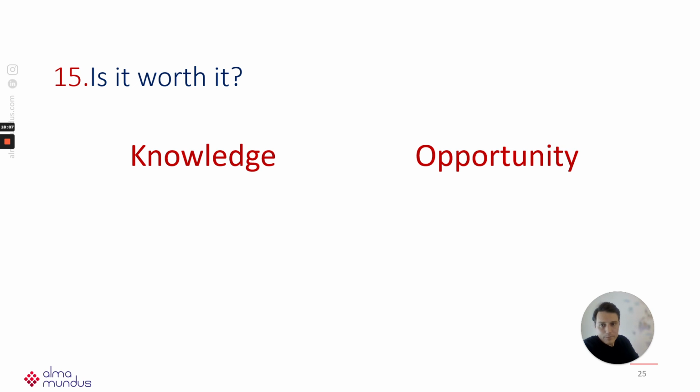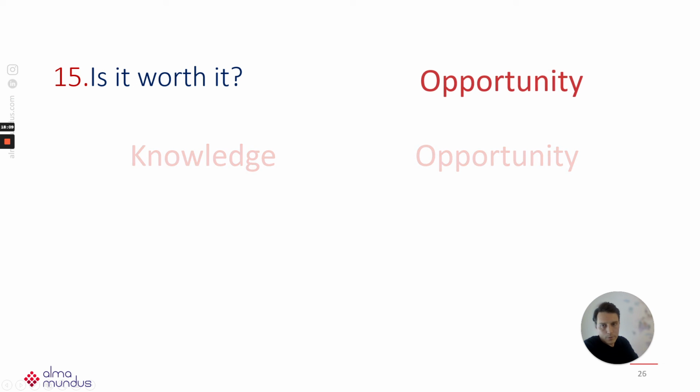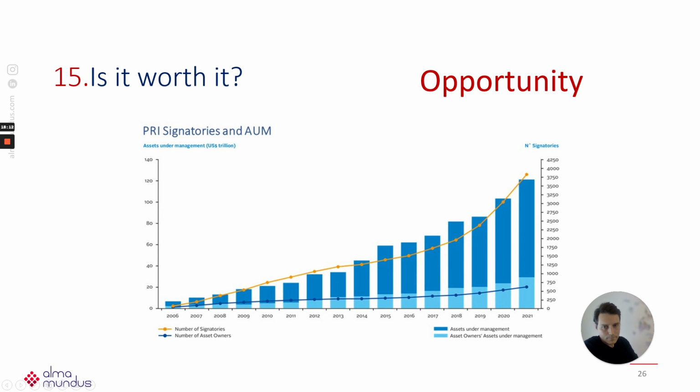Okay, let me show you a little bit more data on the opportunity side. Here we can see the evolution of the number of signatories of the UN Principles for Responsible Investment, and also the assets under management of those signatories. From 60 signatories and 6.5 trillion under management in 2016, we arrived to 3,800 signatories and 121 trillion under management in 2021.